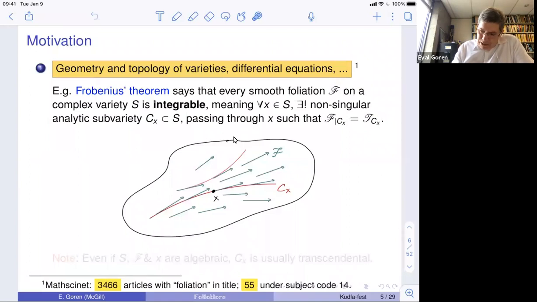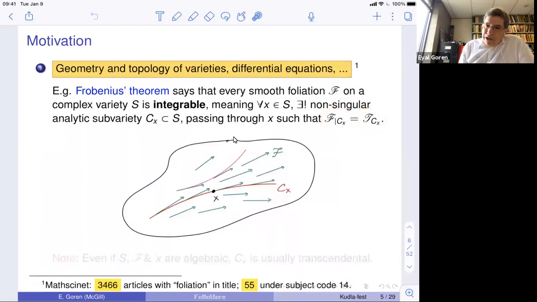One reason this is such an important notion is that a foliation in characteristic 0, say over the complex numbers, gives you interesting geometrical or topological information about your manifold. For example, Frobenius theorem says that whenever you have a smooth foliation F on a complex variety S, it's integrable, namely given a point on this variety, there is an analytic subvariety passing through this point, such that the tangent bundle of this variety agrees with the foliation.